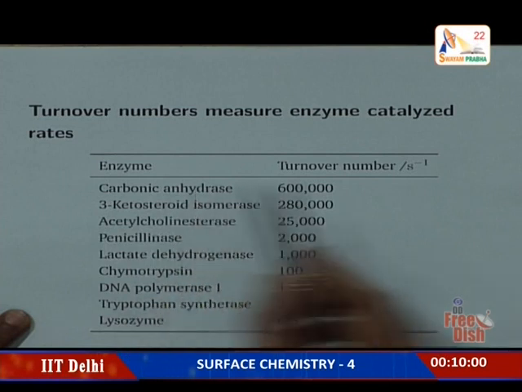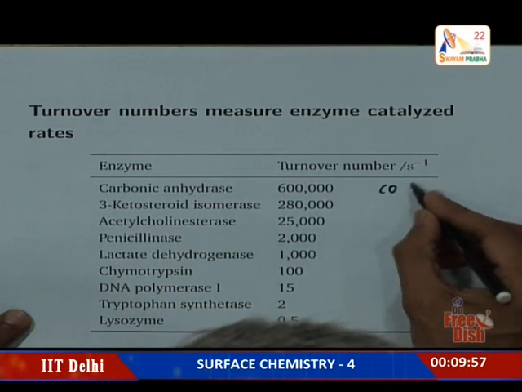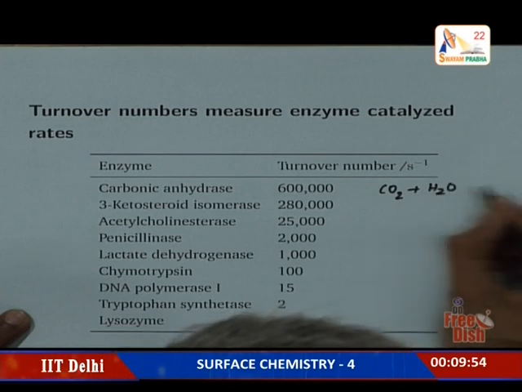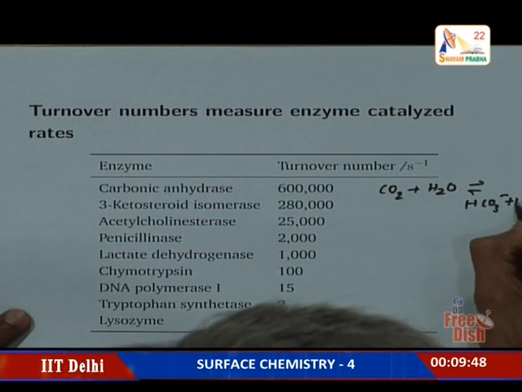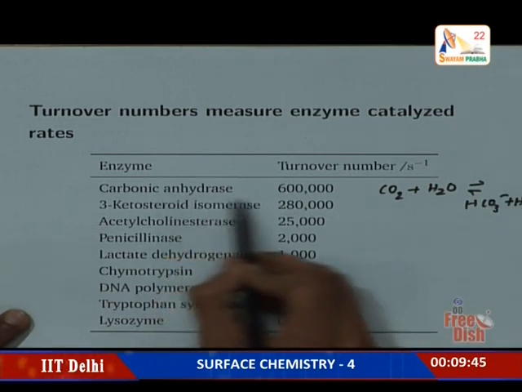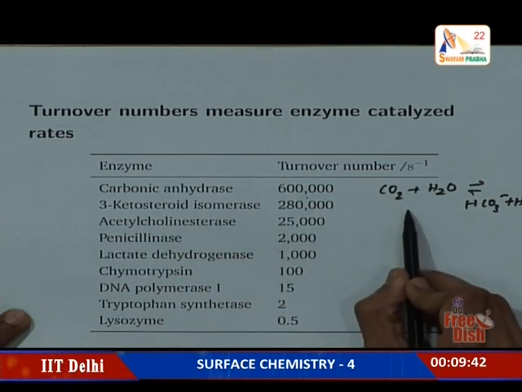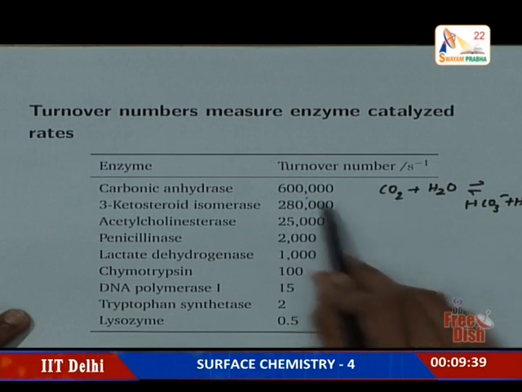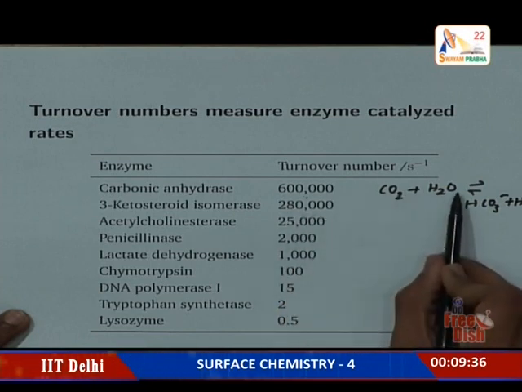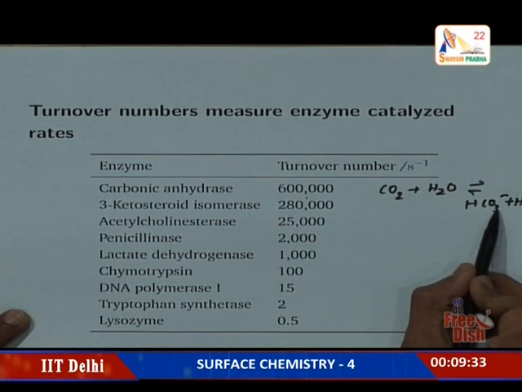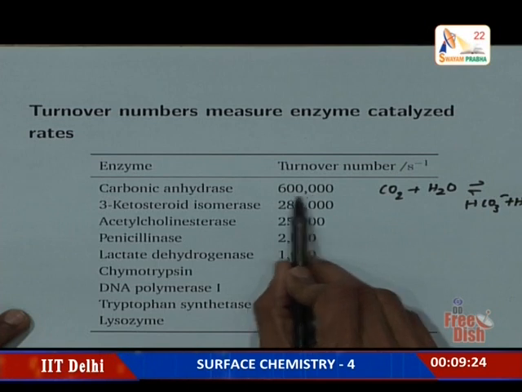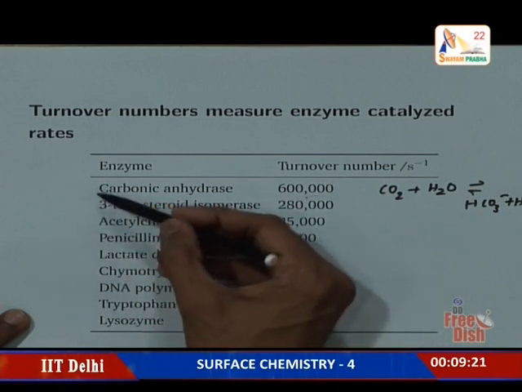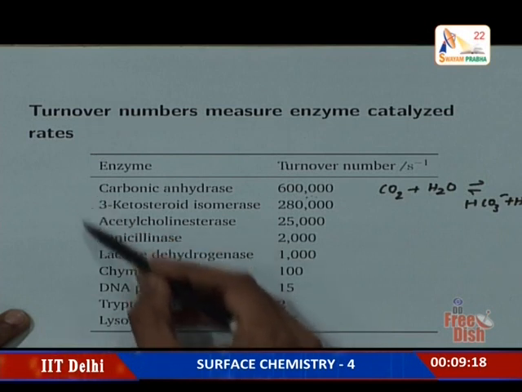This enzyme catalyzes the reaction of carbon dioxide with water to give you bicarbonate. And what this tells you is that per second 600,000 molecules of carbon dioxide and water combine to give you bicarbonate. This is more efficient than any catalyst that a human can synthesize so far. This is very, very efficient, and I have listed here, no reason again to remember all of these.